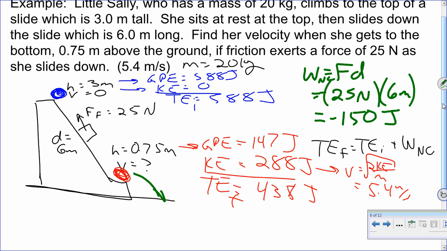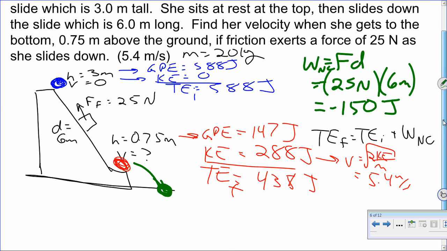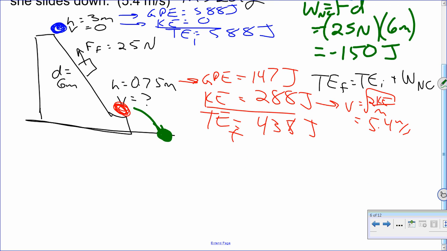Yeah. Let's think about what happens. At that point, let's think about what we know. The height is 0, so she's not going to have any GPE. The question is, what's her velocity? All right, so thoughts? The calculation here is simple, but there's a big concept I want to make sure you get.